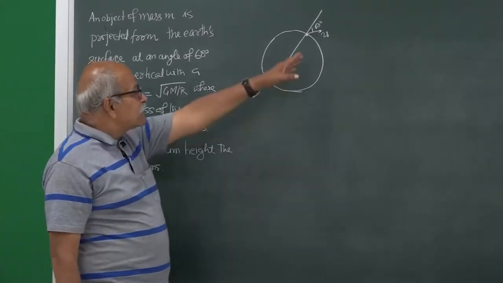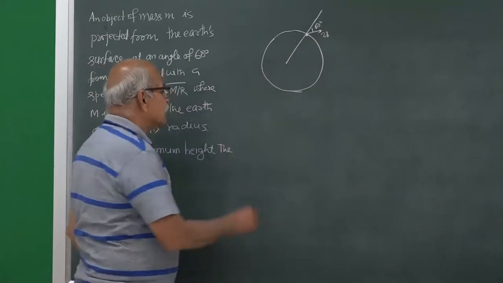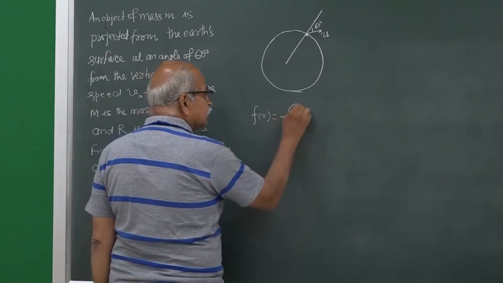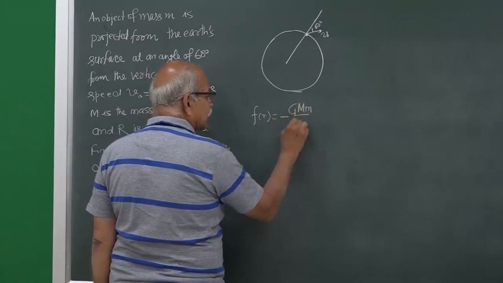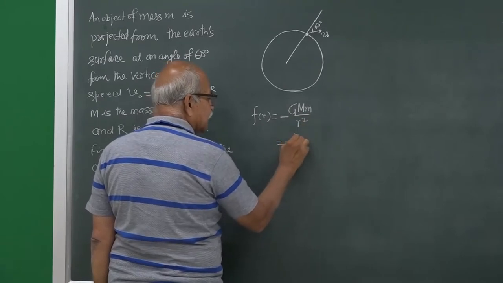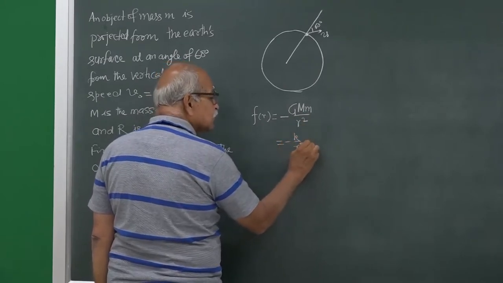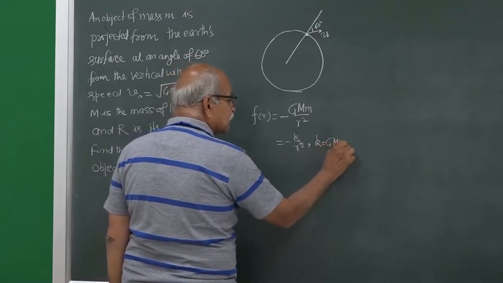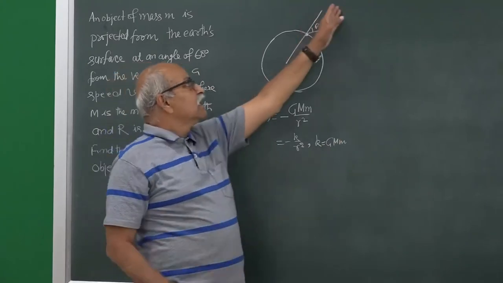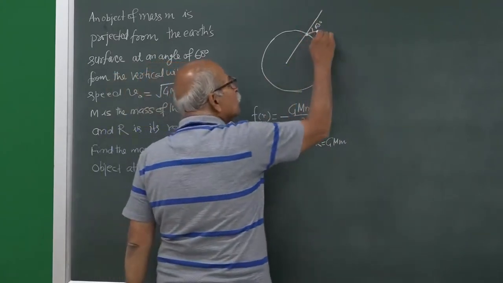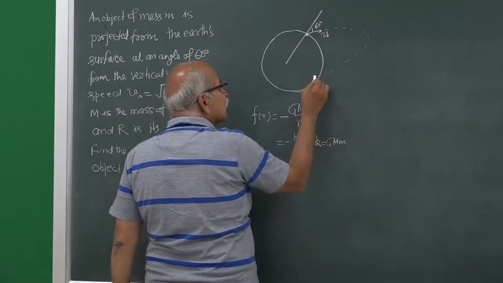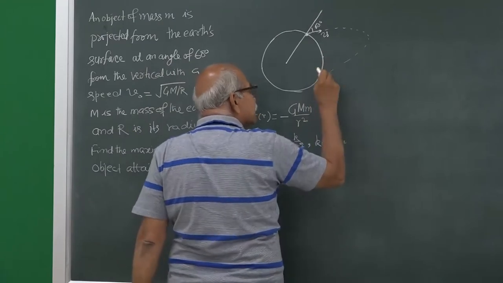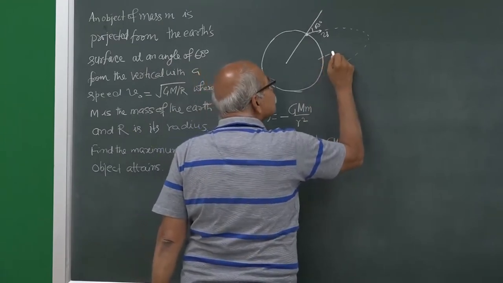So we know this particle will be attracted by the earth, and the force of attraction will be minus G M m over r square, which is of the type minus k by r square we have studied, with k equal to G M m. So it is inverse square attractive force under which it is traveling. So it will go in an elliptical path and hit somewhere, or maybe it may not.